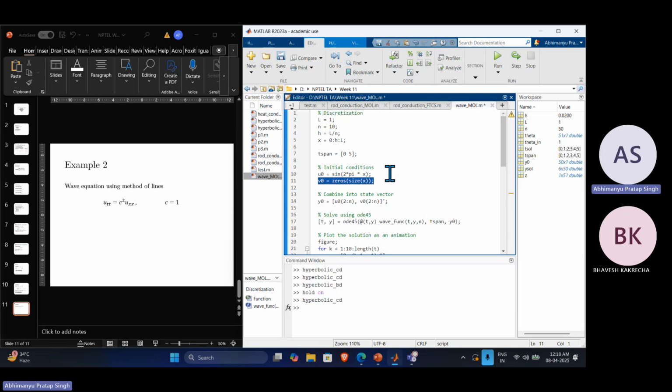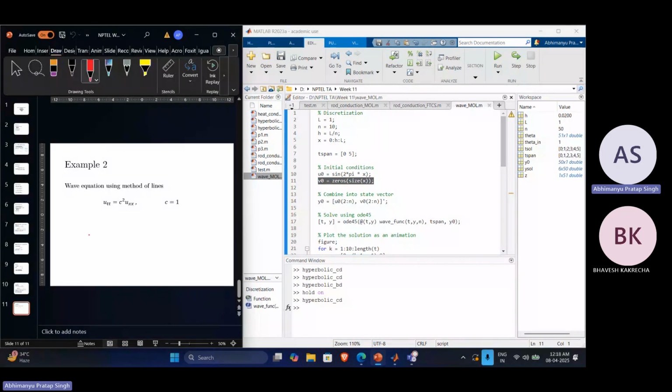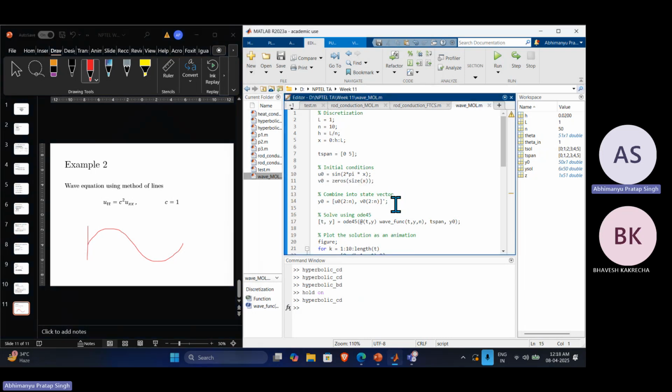So I'm just keeping my string like this and then initializing my simulation with zero velocity. I'm not giving any velocity to the string. Then I'm combining these u and v naught vectors to get the initial condition vector. Also note that I am only taking elements from the second node to the nth node for the displacement and second to nth node for velocity.